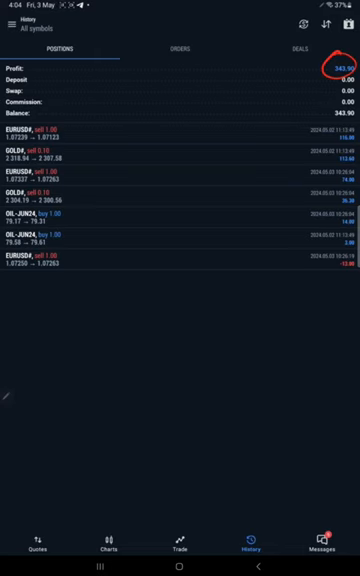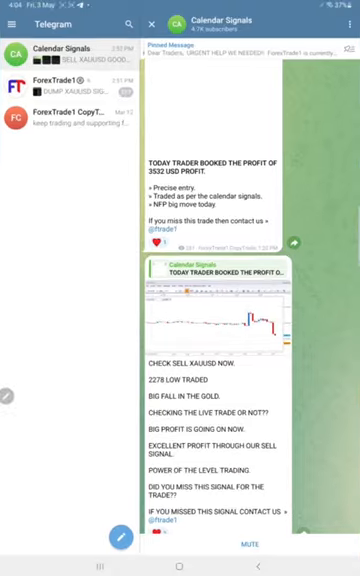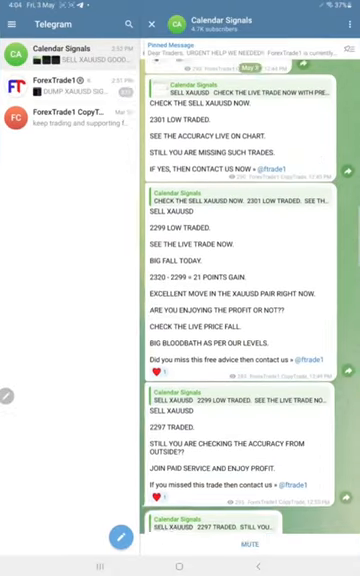We will continue to trade on this account, and we will show you the consistent profit trading as per our calendar signals.